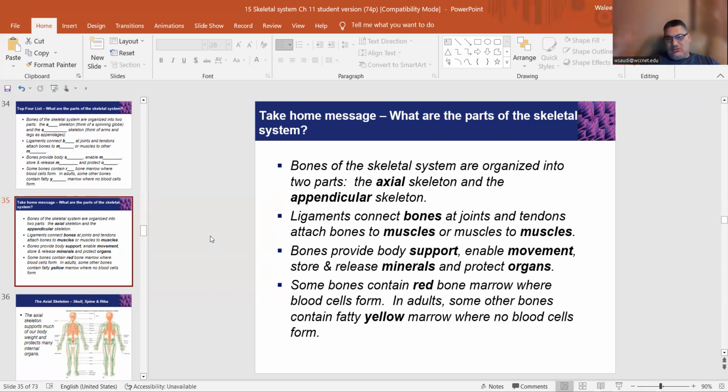Why do we need the bones? We talked about it. Support, protection, movement, attachment, storage, energy. Very important. I told you before. Red and yellow bone marrow, I told you. Red is the active one that makes the blood cells. Yellow is inactive because the fat is inside.